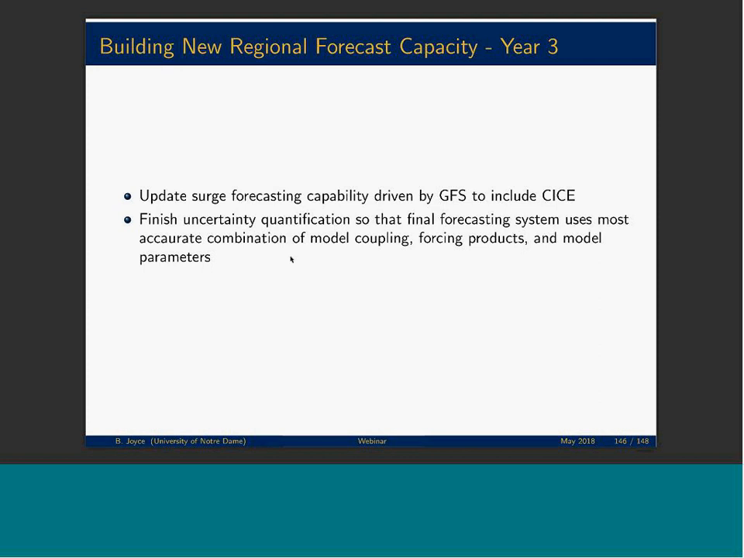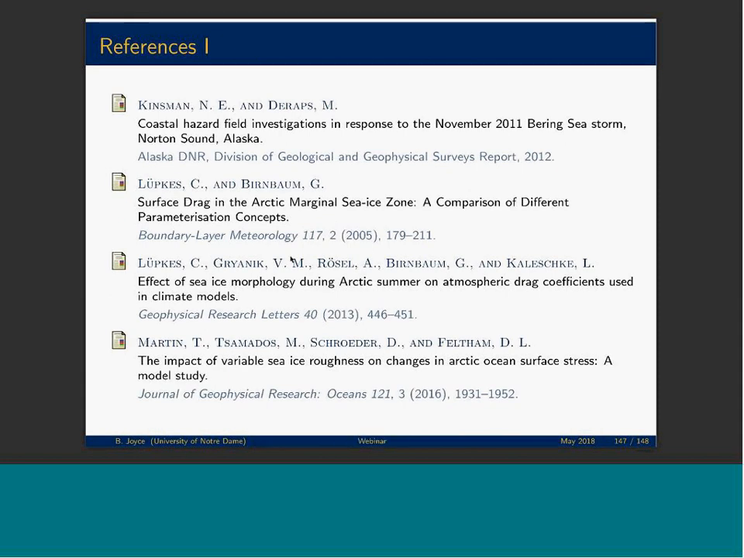So the final system we produce uses an accurate combination of model coupling, forcing products we use, and what specific model parameters we use in the models to get an accurate forecast for the Alaska region. So I'll finish up. Hopefully I didn't go too long, but if you have any questions, I'd be happy to take them.